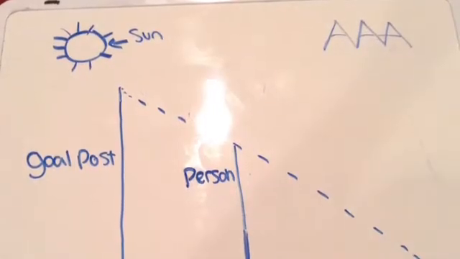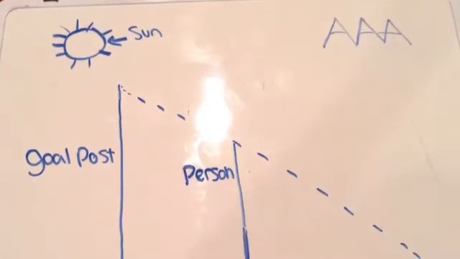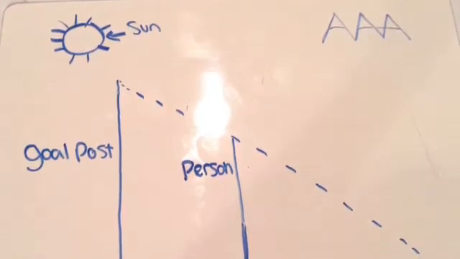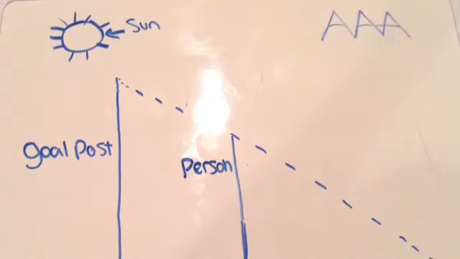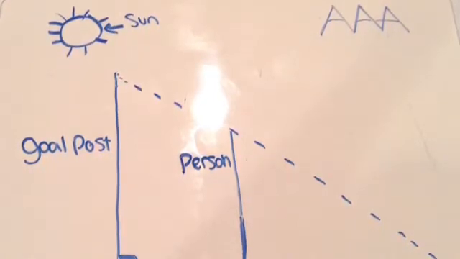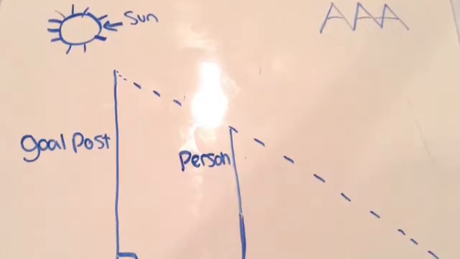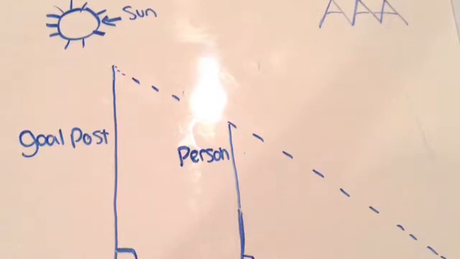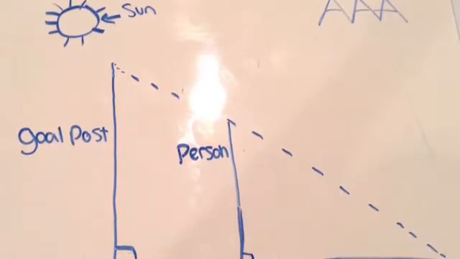Since Amit and I measured ourselves and the goalpost at the same time at which the sun was directly shining upon us, this created the sun's rays to be at the same angle at which the sun was pointing down to the ground. The goalpost and the person, either Amit or I, were standing vertical, creating a 90-degree angle.